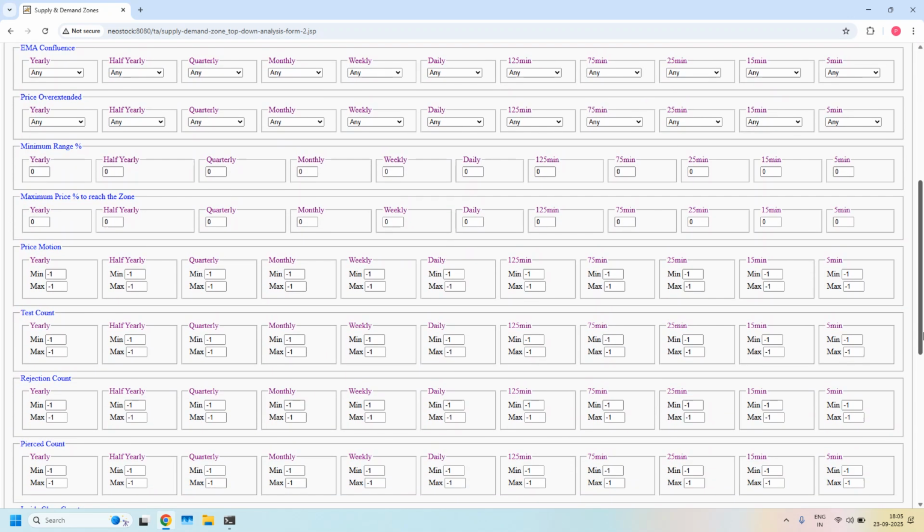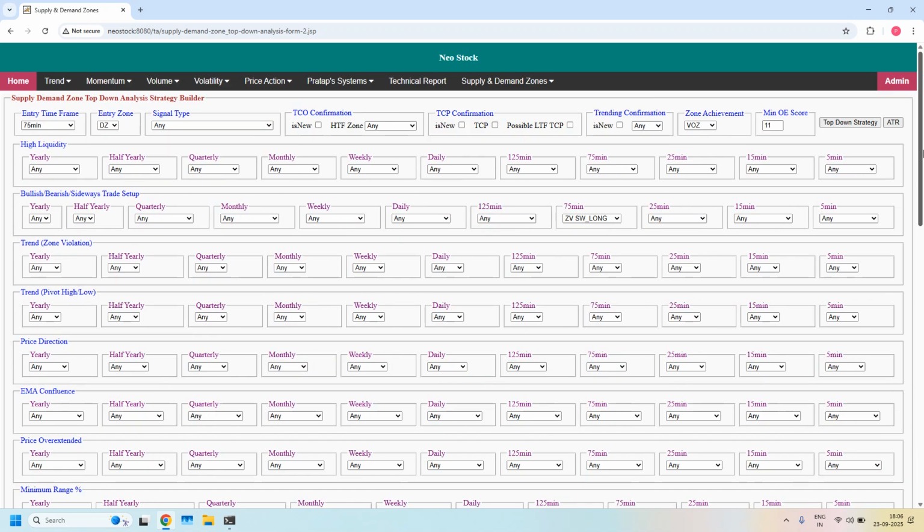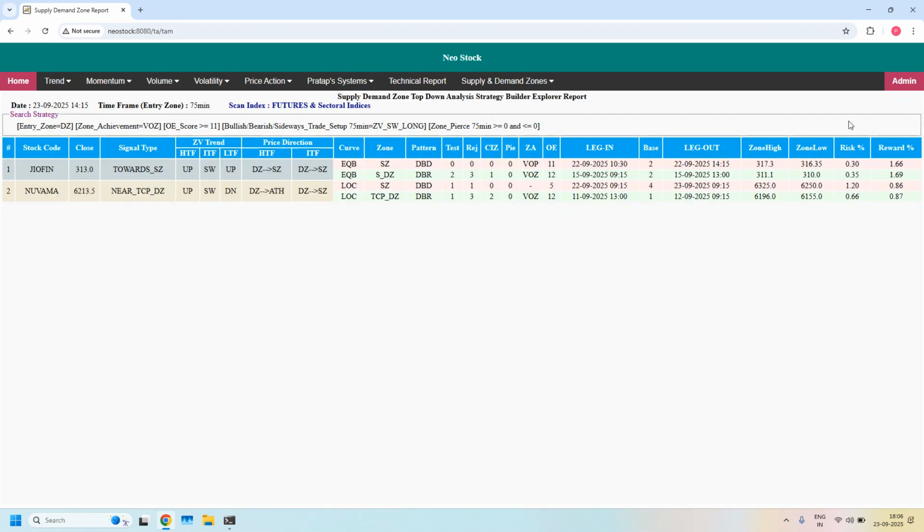So in the pierced count parameter, at the 75 minutes time frame, I am setting minimum value 0, maximum value 0. That means pierced count is 0. Pierced count 0 means the zone is not pierced. Which zone? Because we selected 75 minutes demand zone, the filter will be applied to the 75 minutes demand zone. So pierced 75 minutes demand zones won't be listed in our reports. So let's filter. We got two stocks.